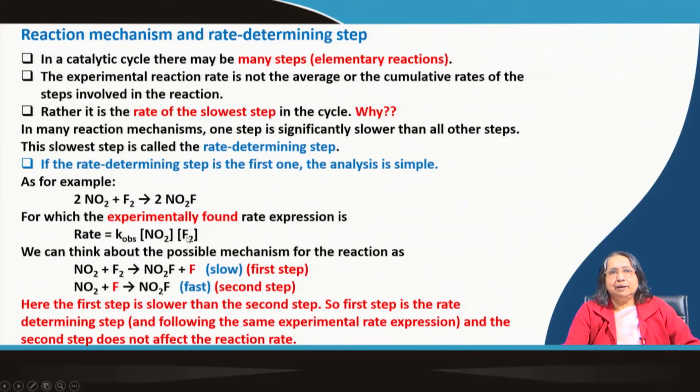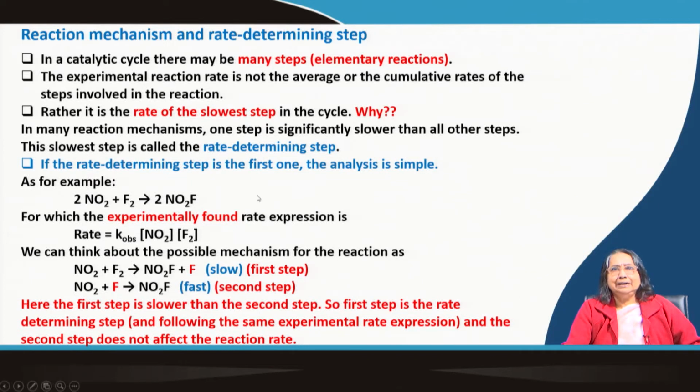Now, you know how to develop the rate expression. If it is not like this, then we have to find out some mechanism for this: how to speculate the mechanism, how to think about the mechanism. So we can think about a possible mechanism for the reaction as NO2 plus F2 giving NO2F plus F. This is a slow process. This is the first step and this is the slow step.